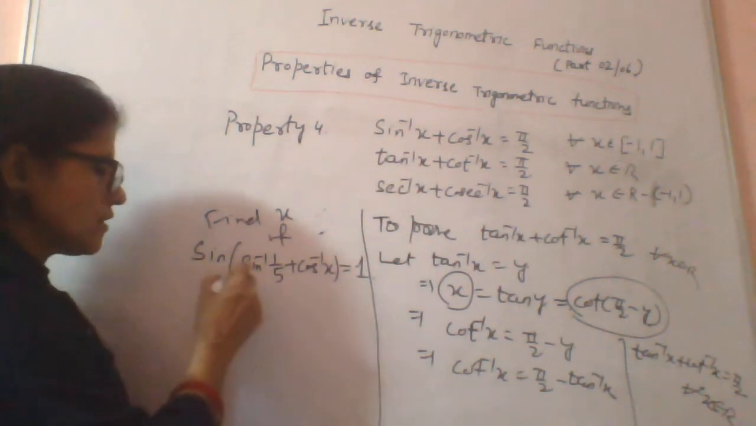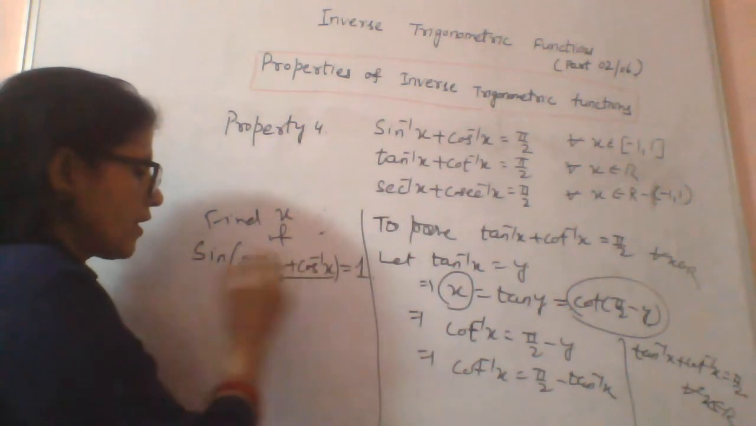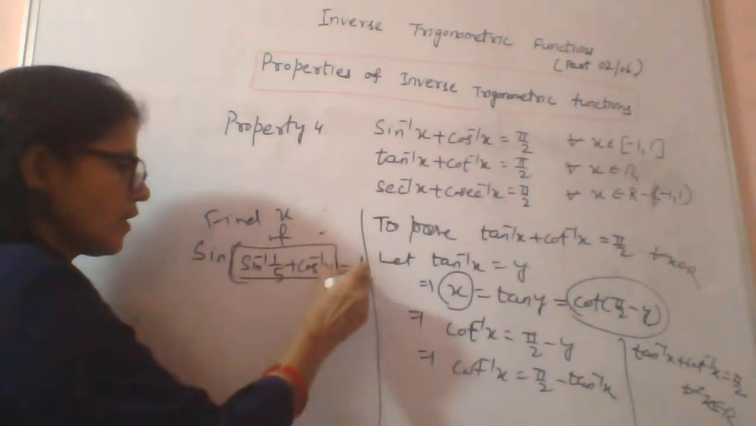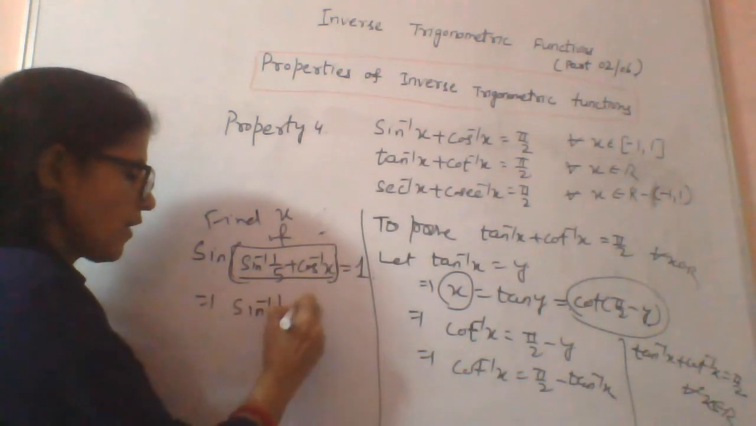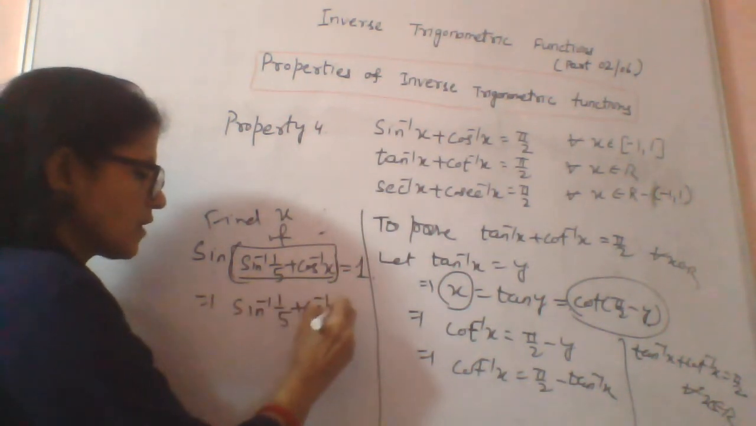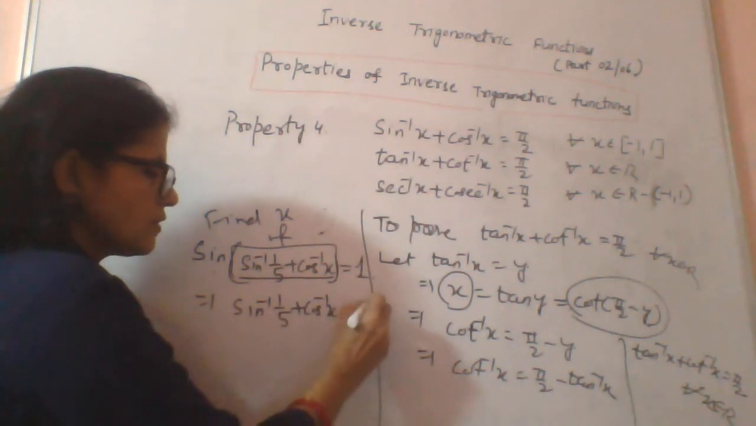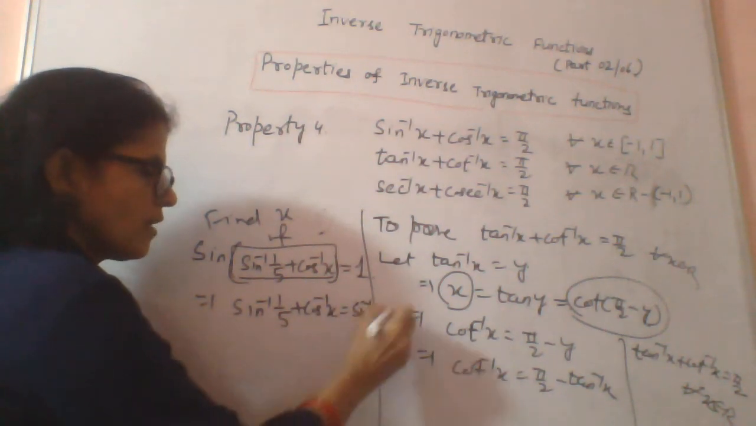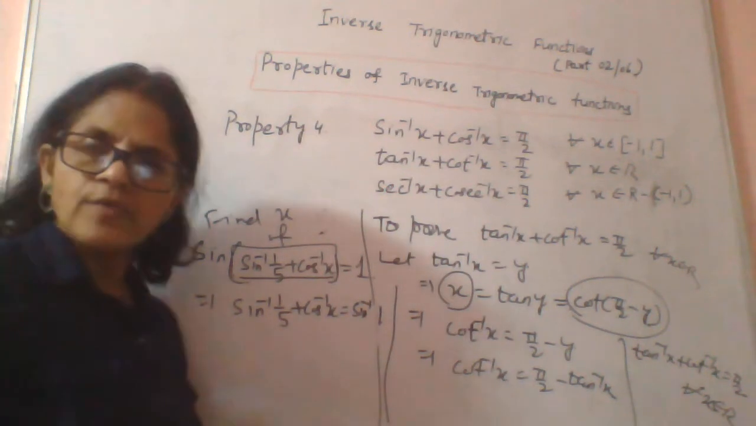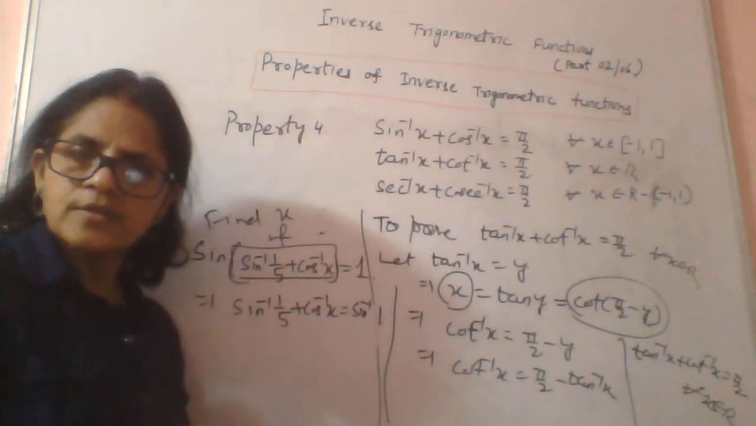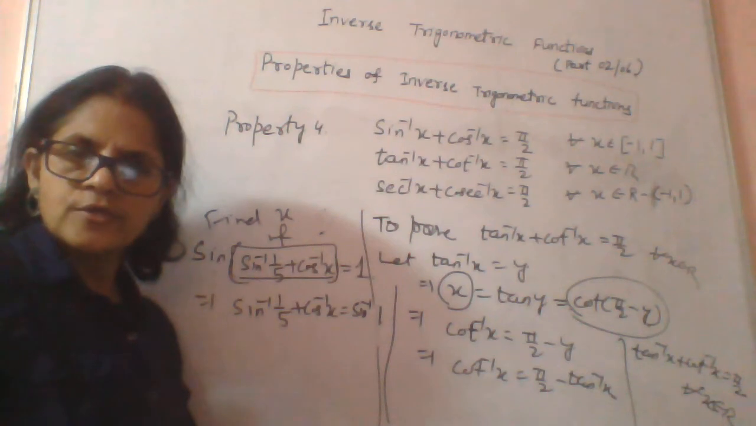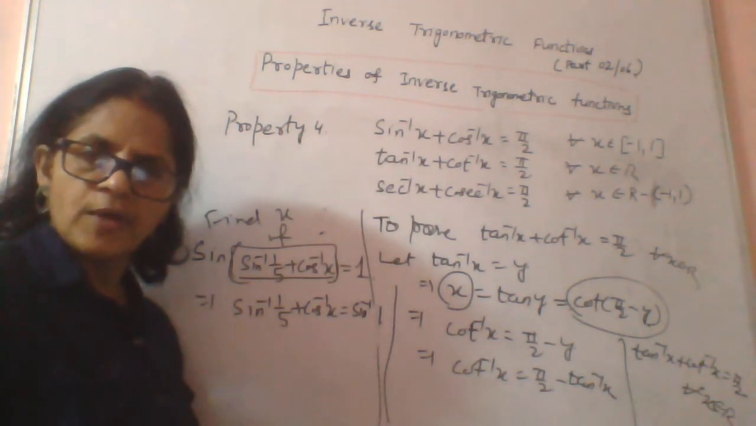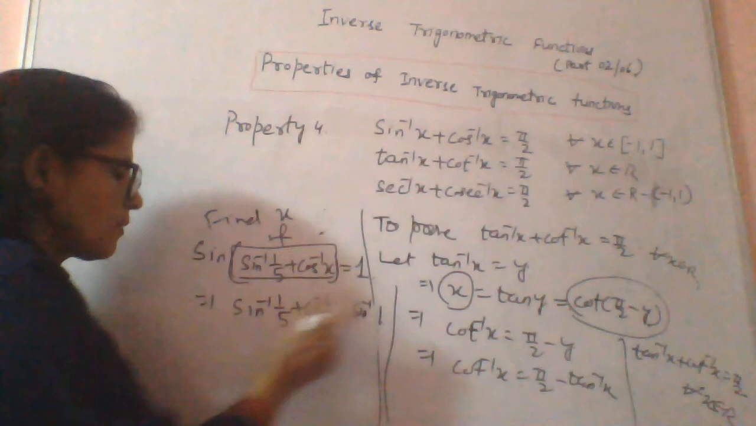So whenever we see such questions, sine of this equal to 1. This implies sine inverse 1 by 5 plus cos inverse x equal to sine inverse 1. And as we know, sine inverse 1 means sine inverse of sine pi by 2, that is equal to pi by 2. Sine pi by 2 equal to 1. So sine inverse 1 equal to pi by 2. So this value is pi by 2.